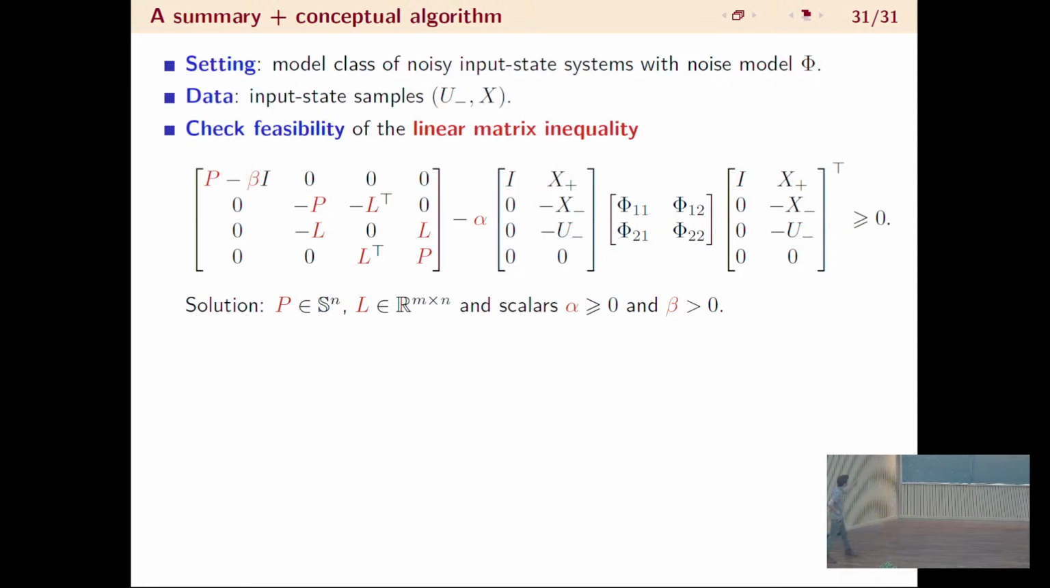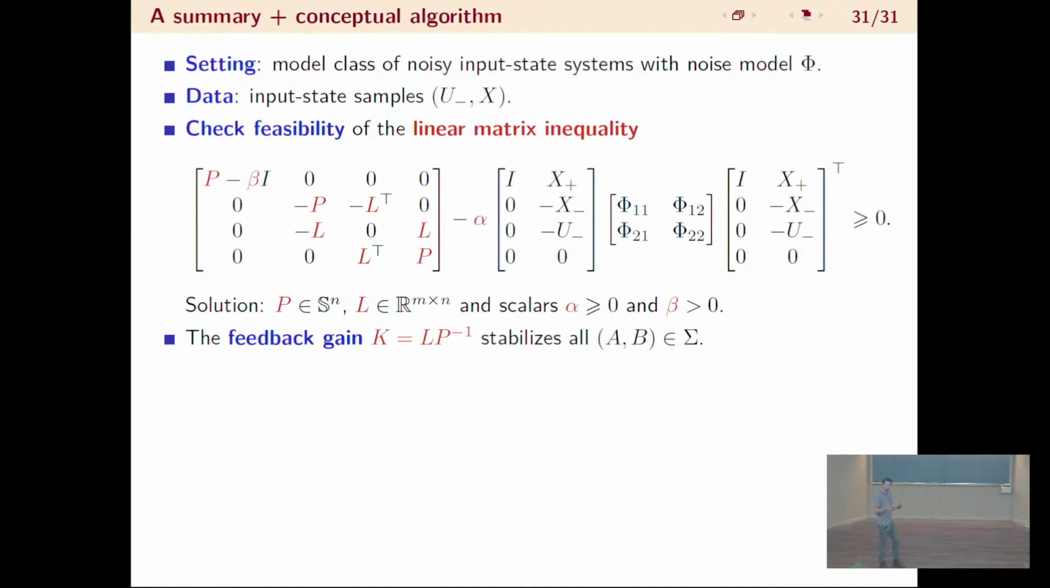What do you do then? Well, you have to compute a control gain K. We do it in a similar way as before. I define now the feedback gain K to be L times P inverse. And that is a feedback gain that stabilizes all systems consistent with the data. In particular, the true system, which is contained in this set of consistent systems, this controller also stabilizes.